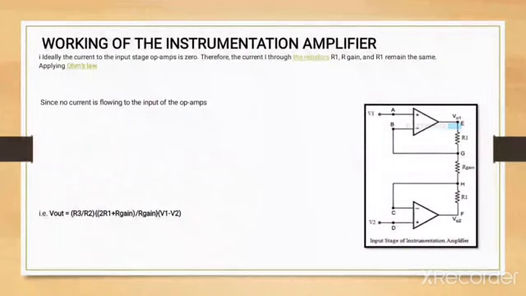Ideally the current into the input stage of the op-amp is 0. This is the golden rule we should remember. The input current of the operational amplifier is always considered as 0. Remember this.